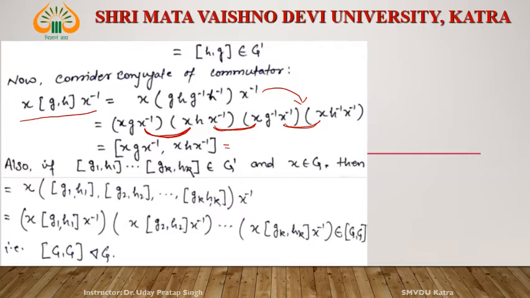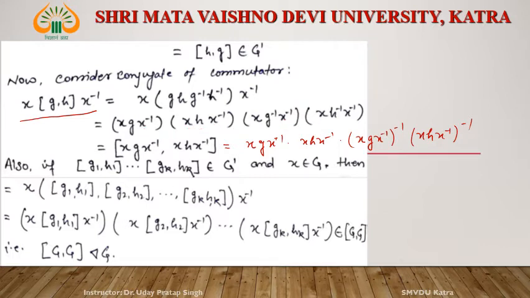What is this? X G X inverse X H X inverse. Why? See, X G X inverse, X H X inverse. Then the inverse of the first element, X G X inverse whole inverse, and X H X inverse whole inverse, right? The first element is C. See, the first thing is C and the second one is this.